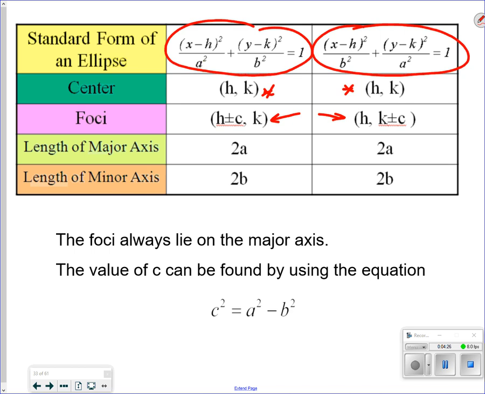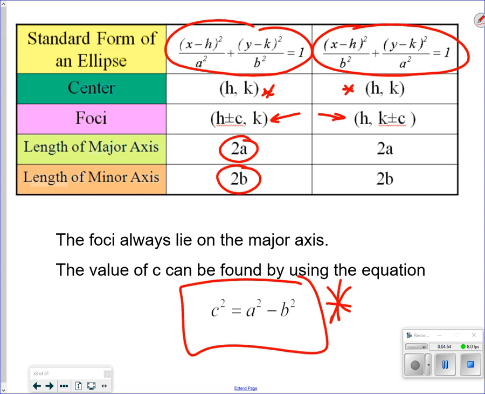So the c value all depends on which is the bigger one. Is the x going to be the bigger one? Then I add and subtract the c to x. If the y is the larger one, then I add c to the y value. And then the a and the b, again, that all depends on which one is bigger. Is the a value under x bigger, or is the a value under y bigger? That will make more sense as we get into some numbers here.